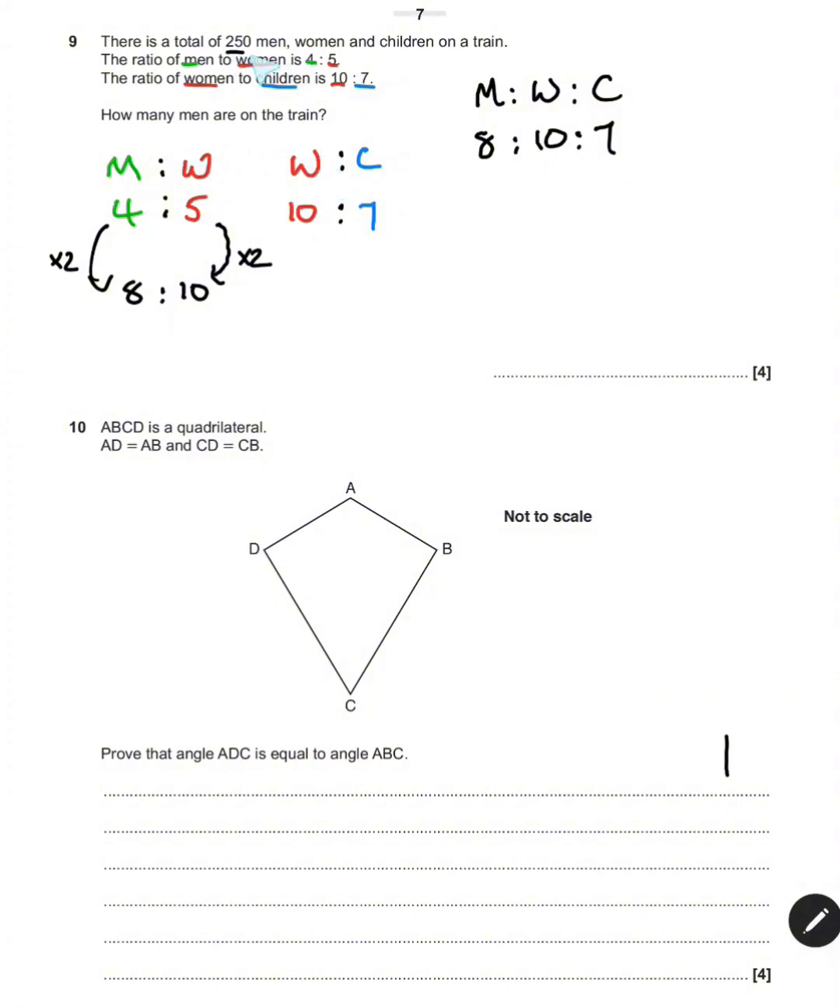This is our combined 3-part ratio from these two individual ratios. We know that there are 250 people altogether, so we need to do 250 divided by these three added together. Well, 8 add 10 add 7 comes to 25. 250 divided by 25 is 10. 10 25s is 250. The actual question says how many men are on the train. Well, what we found here is each part of the ratio is worth 10. For the men, we need to do 8 lots of 10, which is 80.